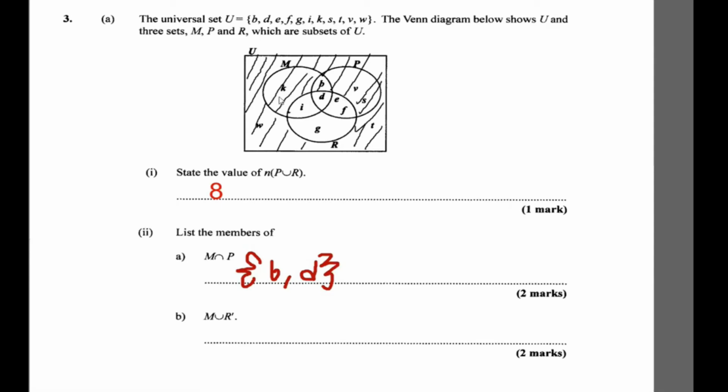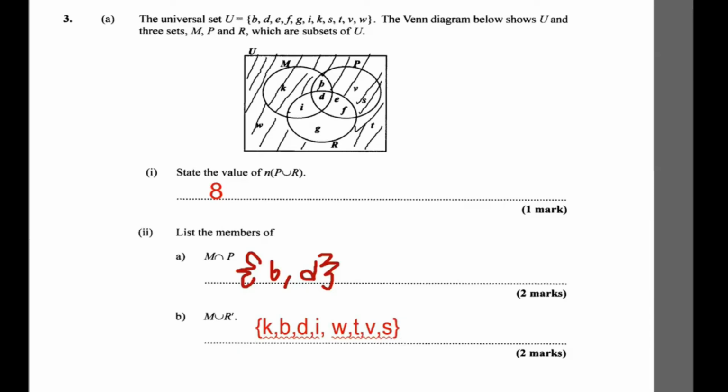We want everything that is in M, and then everything that's outside of R. So that is going to be all the elements of M. We have K, B, D, I. Those are from M. Then those in R complement, you have W, you have T, you have V, you have S. And that's it. And that's M union R complement.